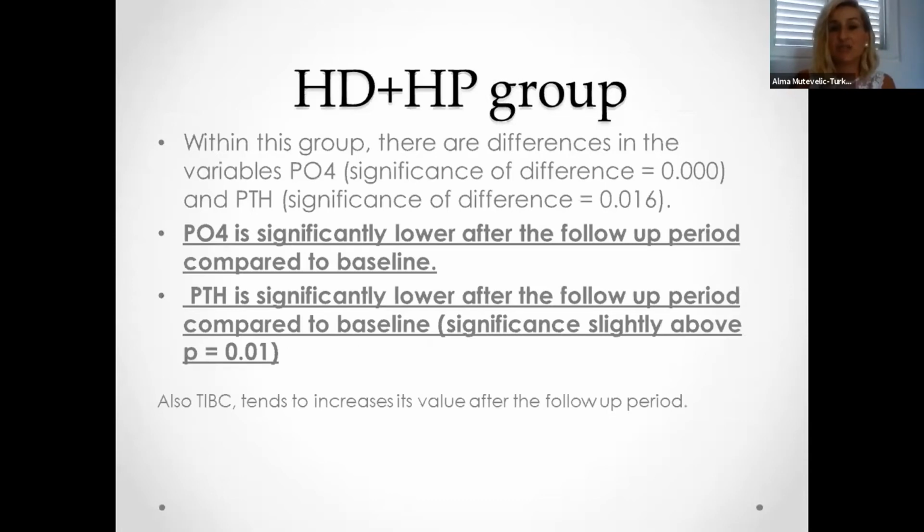Not only did we compare the experimental and control groups, we also compared the laboratory, clinical, and sociodemographic data within this group of patients who received hemoperfusion. So we analyzed them before and after introducing this therapy. And we can say that the phosphorus level was significantly lower after the follow-up period compared to baseline. Also, the values of the parathyroid hormone were significantly lower after the follow-up period compared to baseline, and we noticed a tendency toward increasing levels of TIBC.